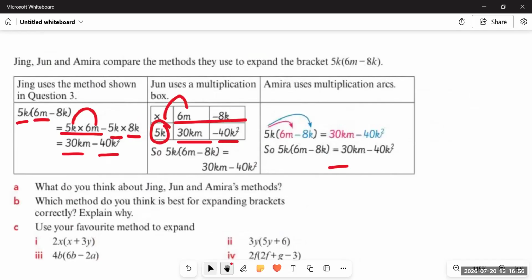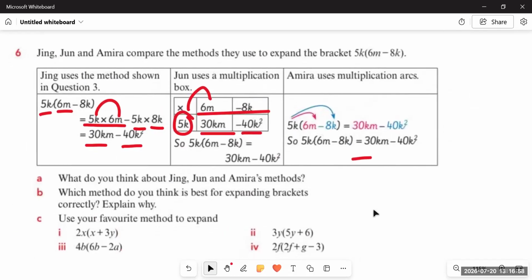Amira uses the multiplication arcs that we were doing in the previous questions. She uses these arcs, the arrows. So it's similar to Jing's method. Jing and Amira are using quite a similar method as compared to Jun. Jun is using a box, but they're all getting the same answer. What do you think about Jing, Jun, and Amira's method? They are all similar, in different styles, you can say.